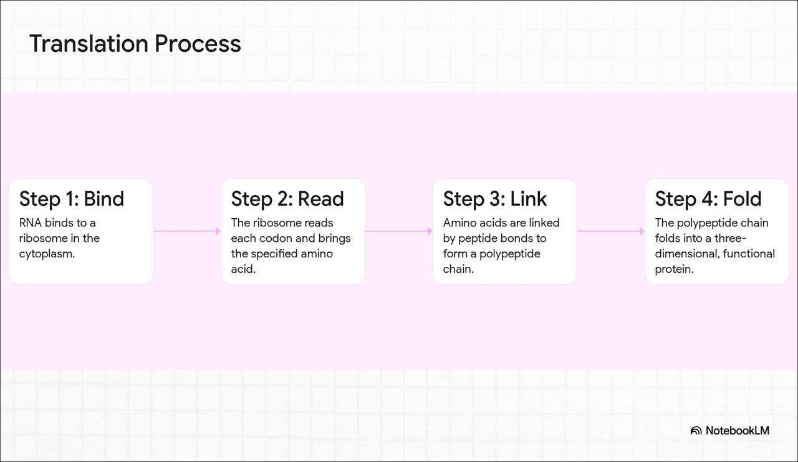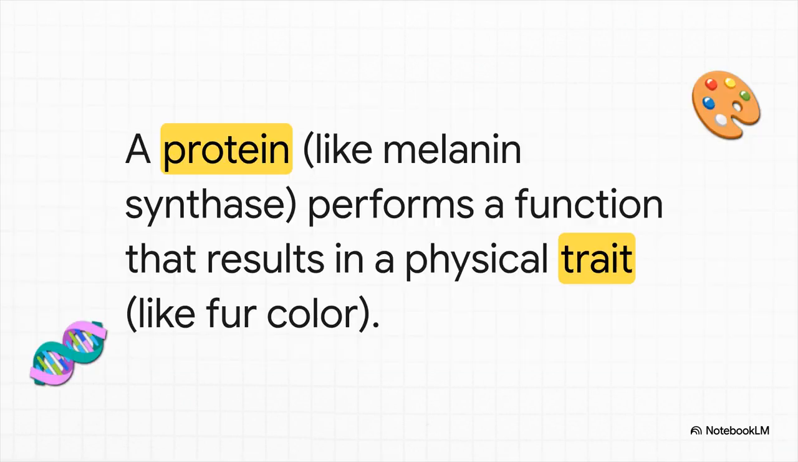The RNA photocopy docks with a ribosome. That's our protein building factory. The ribosome then just chugs along the RNA strand, reading each three-letter codon. And for every single codon it reads, the exact right amino acid is brought in and linked onto a growing chain. This keeps going and going until it hits a stop codon. Then it releases this brand new chain, which folds up into a working 3D protein. And that new protein, it goes off to do its job.